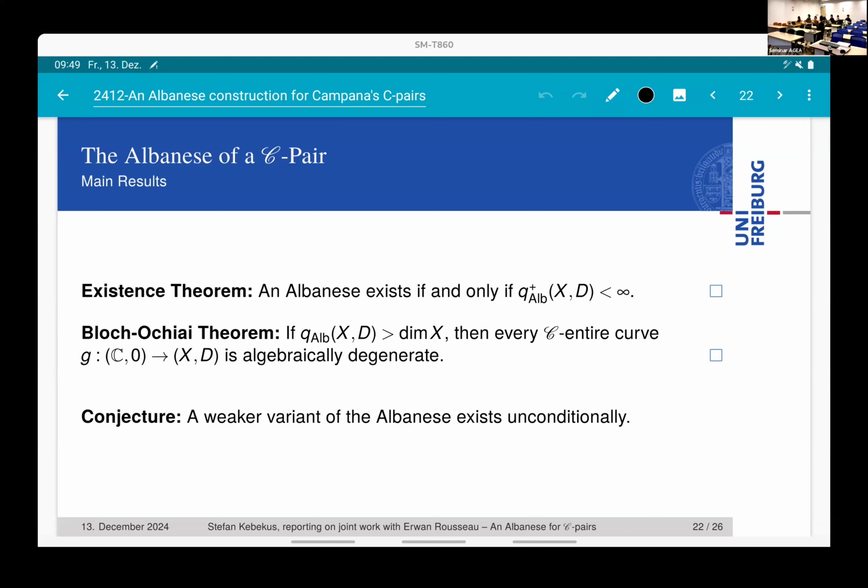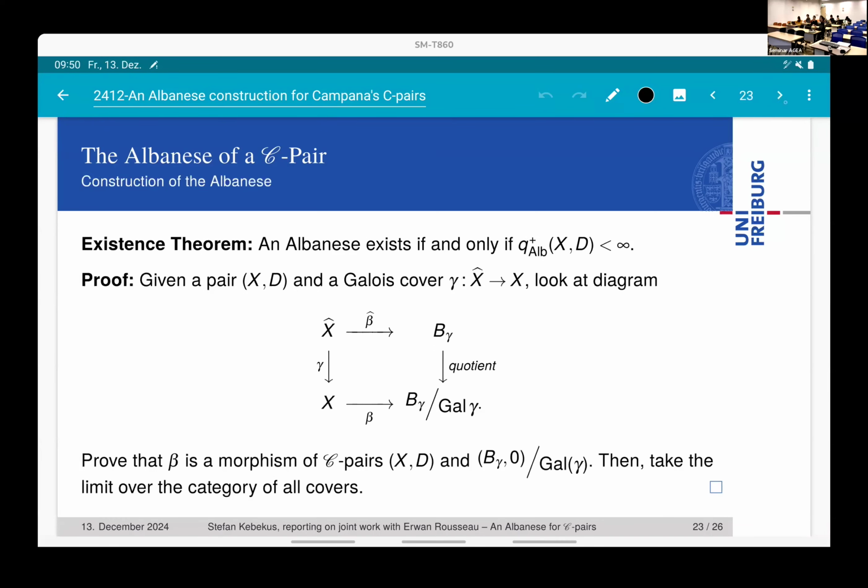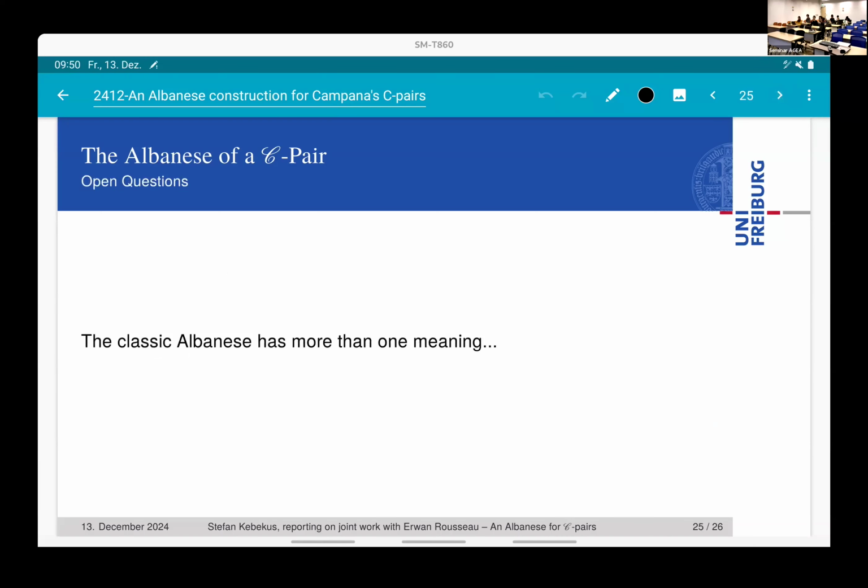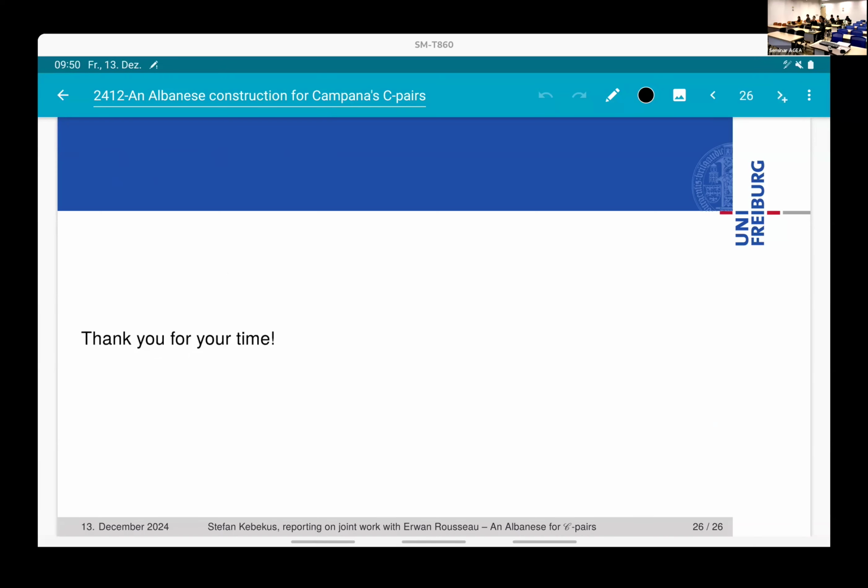So could you please say a bit more about what a weaker variant means for the Albanese? And why do you only expect that some weaker version exists? So is it known that the stronger version doesn't exist?